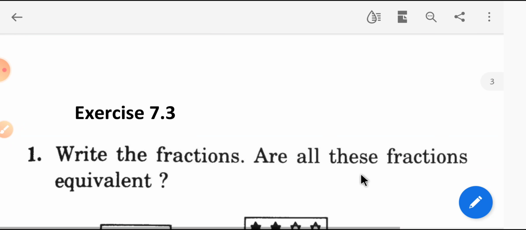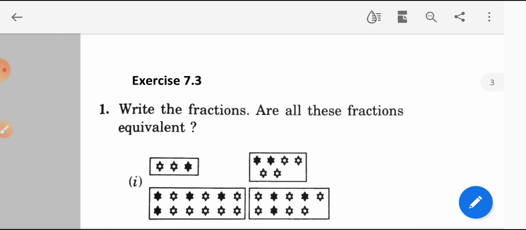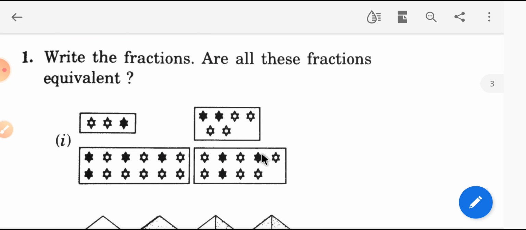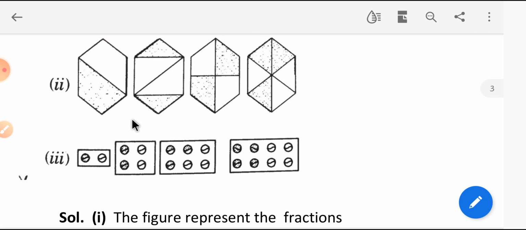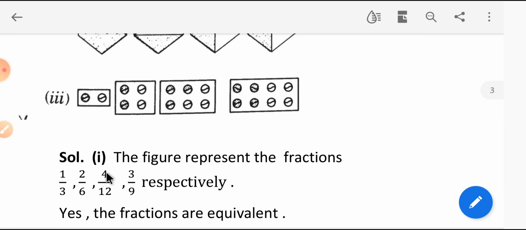Now let us start our exercise 7.3. Write the fractions and check whether all these fractions are equivalent. Using these pictures you have to write the fraction. In the first one, how many figures are given? You have to write the fraction according to the shaded part. In the first one you can see how many stars are given: 1, 2 and 3. Out of these only 1 is shaded. So we can write it as 1 by 3.